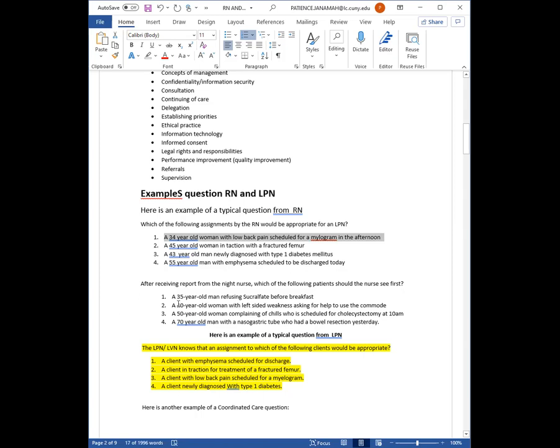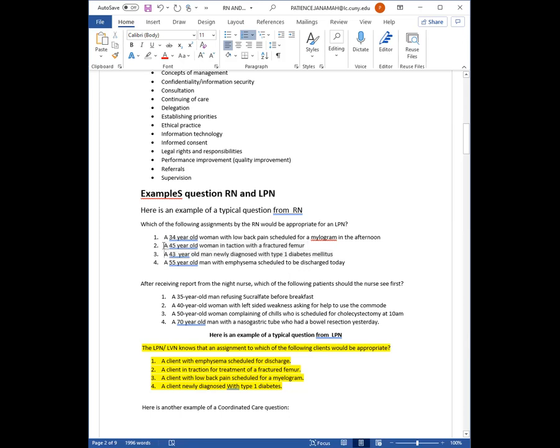Okay, so age doesn't matter. So far as the patient doesn't have anything that is new or anything that is strange, age doesn't matter. The LPN can take care of the aged, the RN can take care of the older people. So far as they are stable, the LPN is fine.